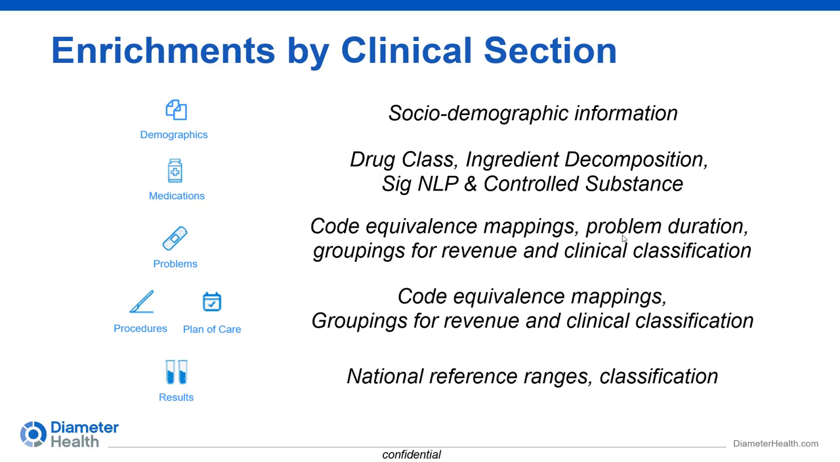Some examples of clinical data enrichments that we provide by section include socio-demographic lookup information from the demographics, such as the income for a particular zip code, drug class and ingredient decomposition, medication SIG natural language processing, as well as controlled substance information provided on medications, code equivalence mapping, problem duration, groupings for revenue and clinical classification among problems and diagnoses, for procedures and plan of care, code equivalence mappings and groupings for revenue and clinical classification, and for results, national reference ranges, and also classification in particular labs.